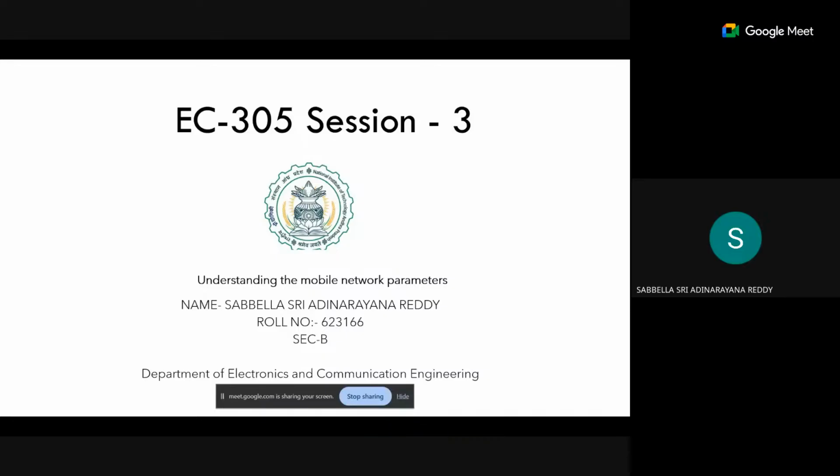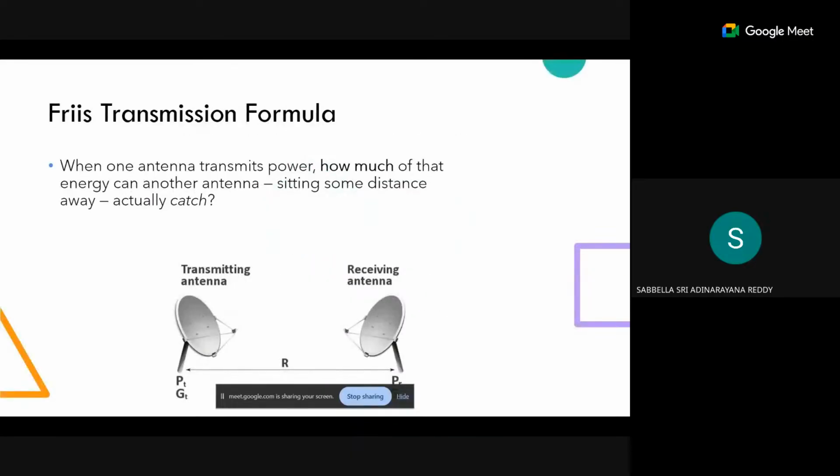Hi everyone. My name is Adi. I'm from section B. We are going to discuss the Friis transmission equation today. What does the Friis transmission equation signify? If there are two antennas, one is receiver and another is transmitter, how much of the power that is transmitted by the transmitter antenna is going to be received by the receiver antenna? That is going to be calculated by using this formula.